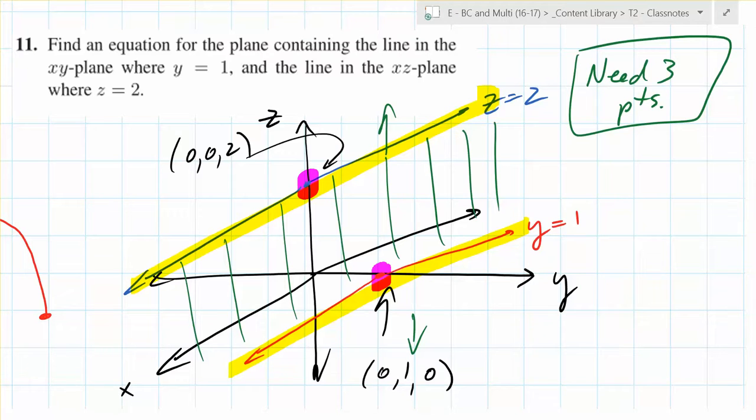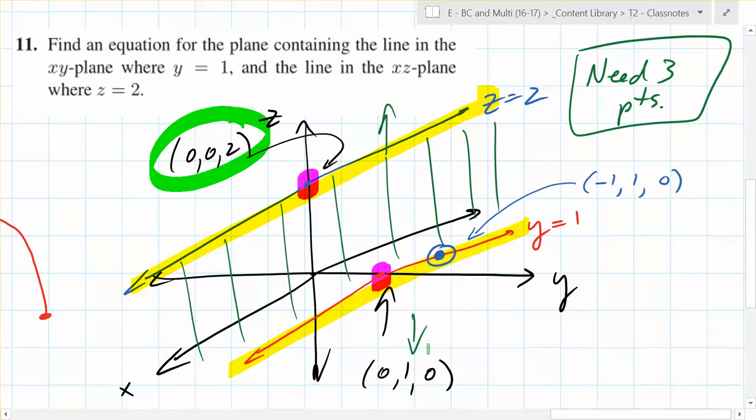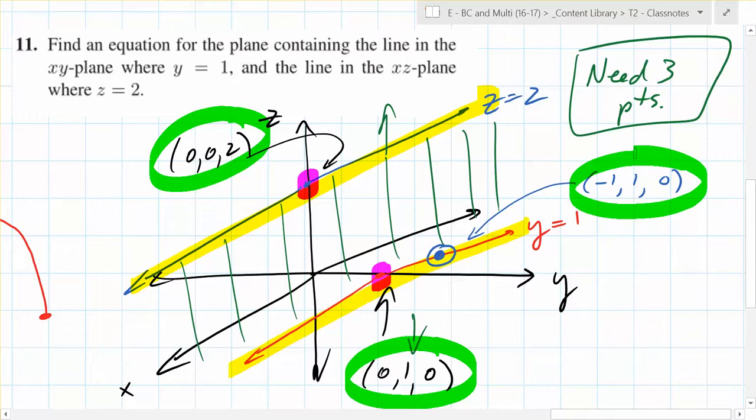So let's keep down low. Let's go one back right here, to that point. Let's say that's one back. What point is that going to be? (-1, what's the y value? 1, and what's the z value? 0. So how many points do we have? 1, 2, and 3. Do you agree that those three points are on that plane? Find me the equation of that plane.